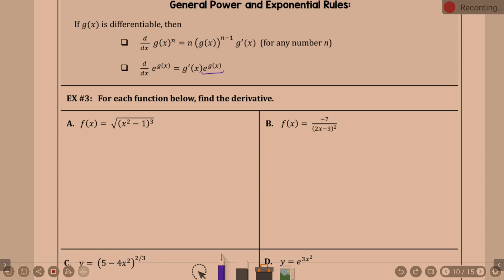Okay, let's try A. f of x equals the square root of x squared minus 1 raised to the third. You need to rewrite this before you start, because as it is, do we do derivatives of square roots? No, we change them to powers, yes? So we need to do a rewrite. If I rewrite this, f of x equals x squared minus 1 to the 3 halves, yes?